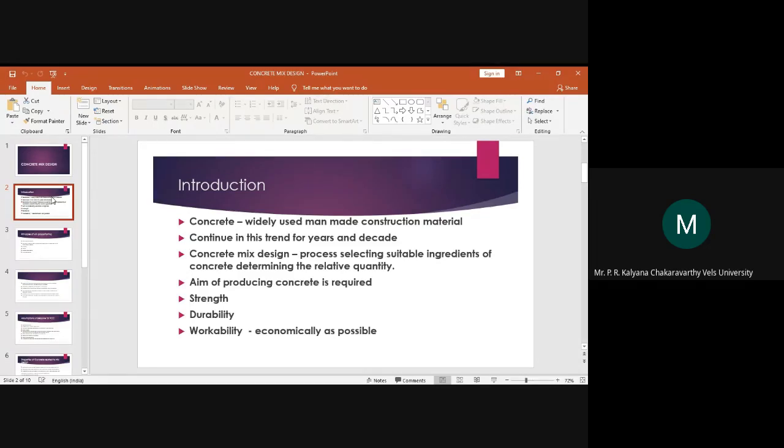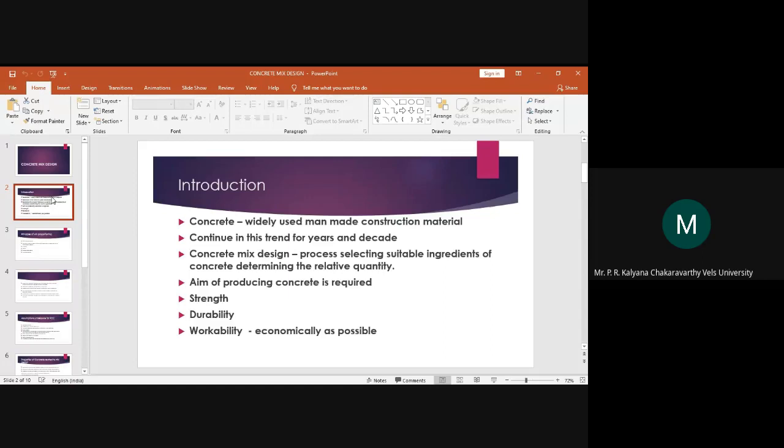So concrete mix design is a process of selecting suitable ingredients of concrete and determining the relative quantity. We will be telling in meter cube, right? How much volume of concrete you have to put will be decided in meter cube. In the meter cube, how much volume of each and every material is to be added will be determined using relative quantity.